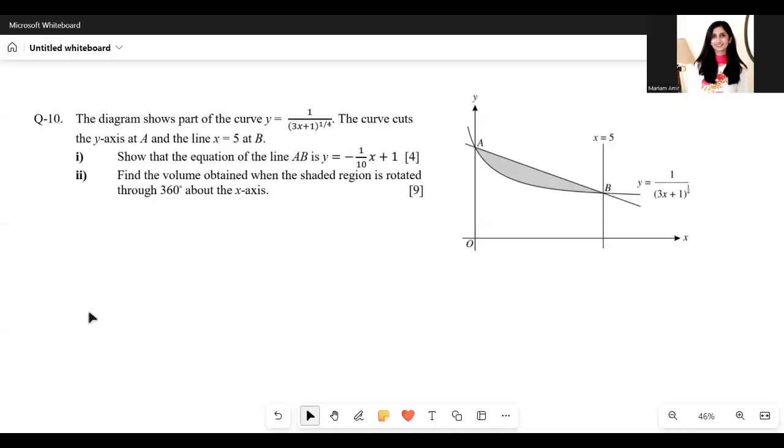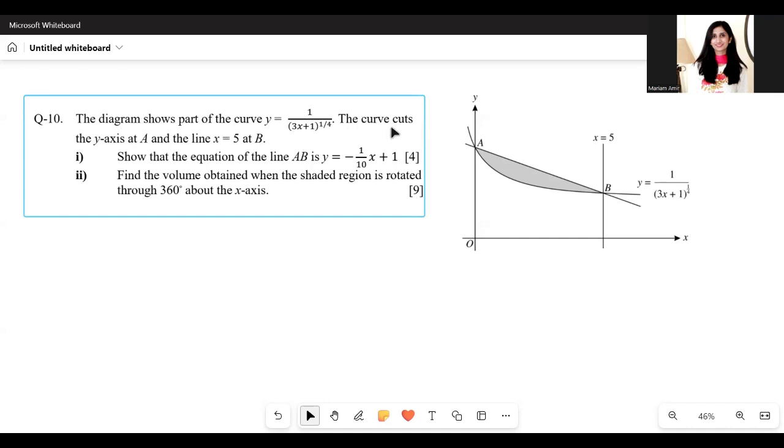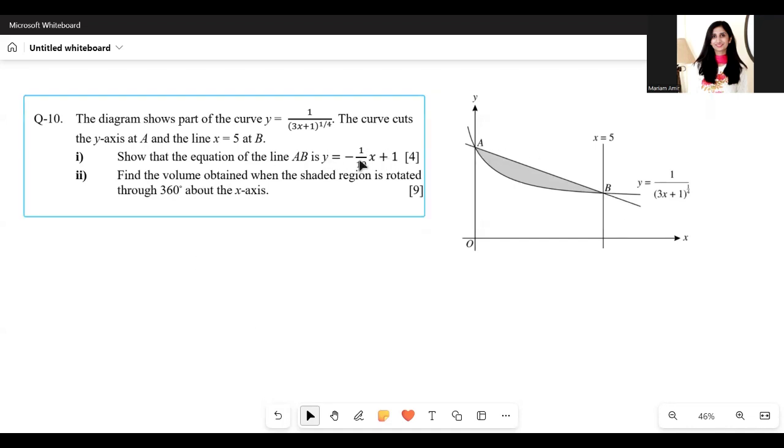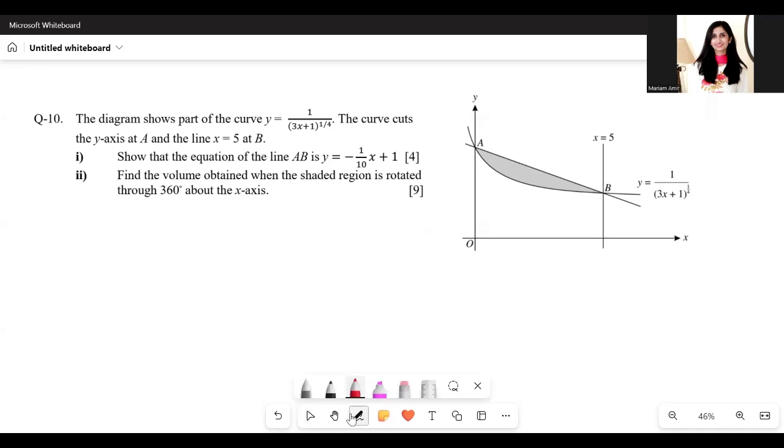The diagram shows part of a curve y equals blah blah. The curve cuts the y-axis at A and the line x equals 5 at B. Show that the equation of line AB is this. Okay, for that we need coordinates of A and B.